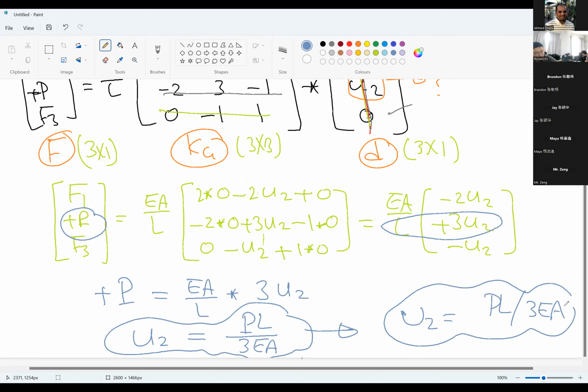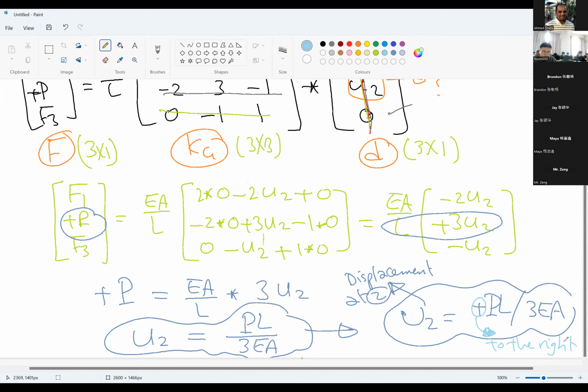Okay, so we get the displacement at node 2, or deformation at node 2, equal to positive BL divided by 3EA. Positive means to the right.